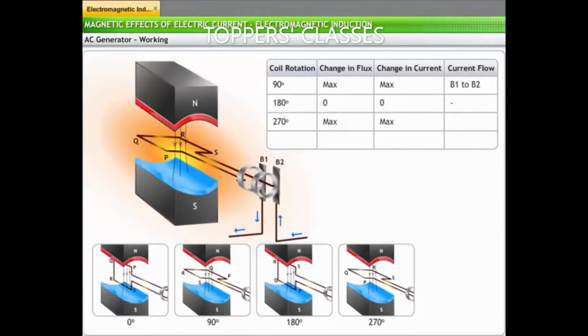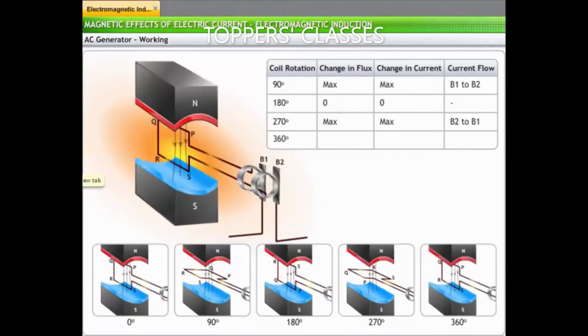Now the coil has rotated through 270 degrees from its initial position. Now, the current flows from B2 to B1. On turning further by 90 degrees, the coil completes one rotation of 360 degrees. The change in flux with respect to the initial position is 0 at this point. Hence, the current falls in the same direction and becomes 0.